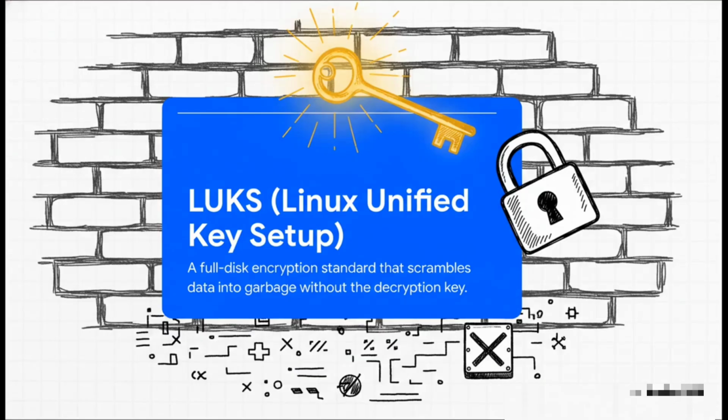And this is the solution. It's called LUKS, which stands for Linux Unified Key Setup. It's the gold standard for full disk encryption on Linux. And it doesn't just lock up a few files. No, it scrambles the entire hard drive into complete unreadable garbage. The only way to unscramble it is with that one master password. This isn't a curtain. This is a reinforced brick wall.